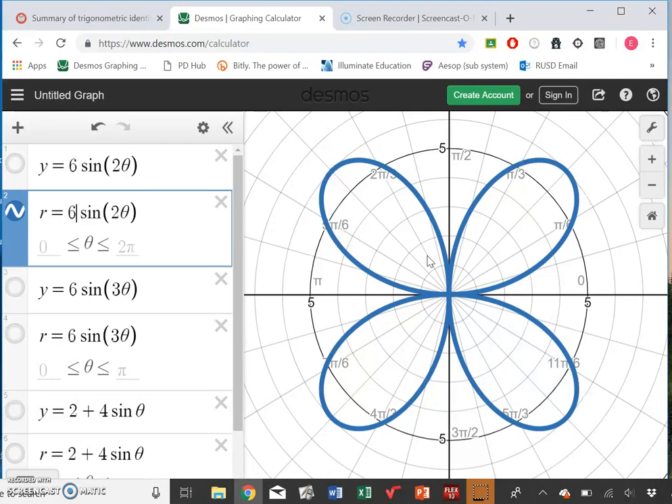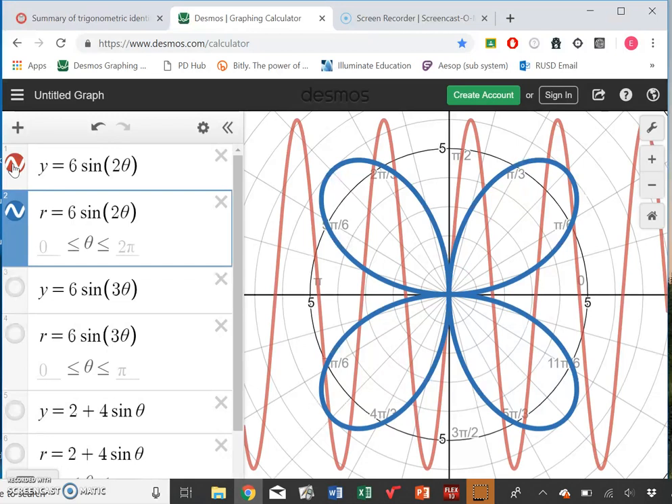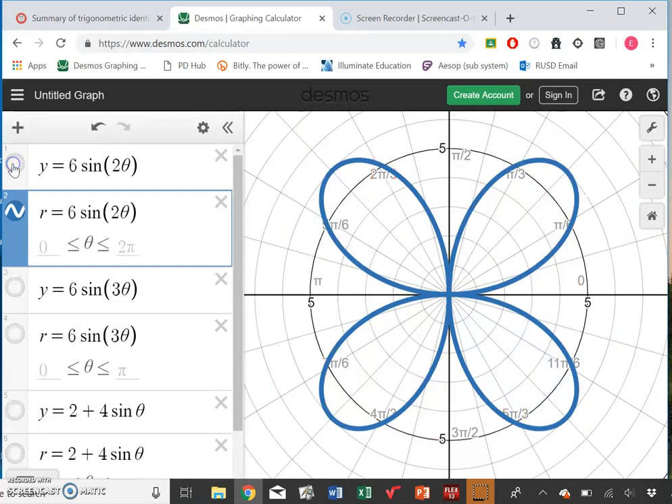So go ahead and see what you can do. If you need to pause the video now, it will be a good time. When you're done, I'm going to go ahead and continue on. So just really quickly to compare, we have our basic sine wave versus this flowery thing.